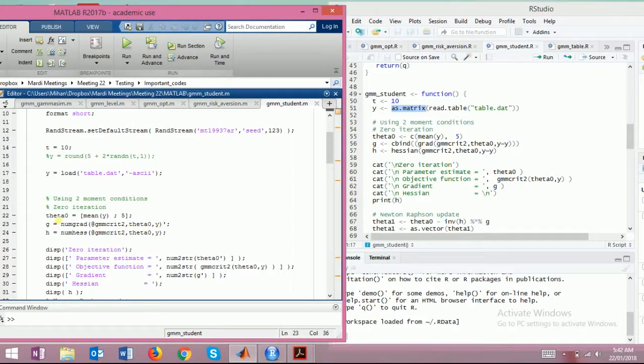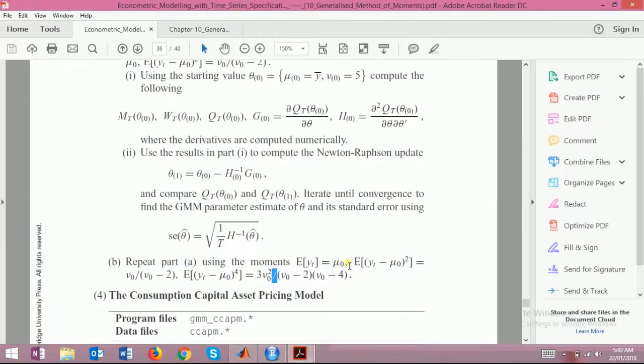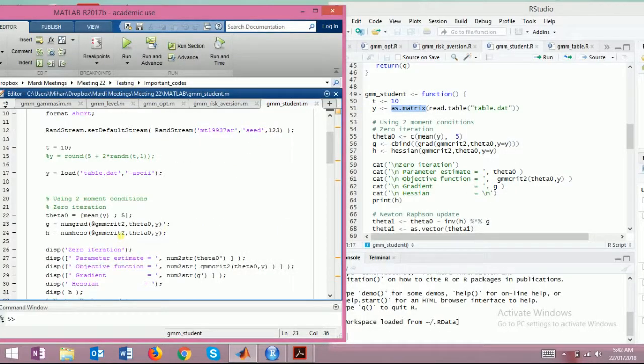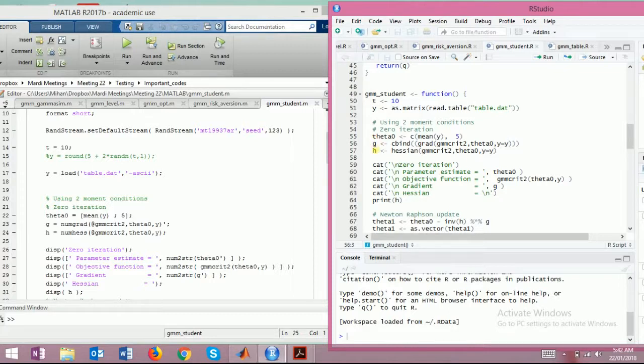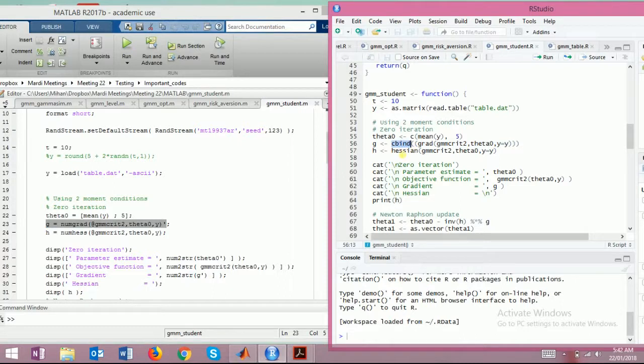So zero iteration, where the initial values are given to us. Mean is y mean and tau is 5. With that we optimize the gradient and Hessian. We represent the gradient with a column bind because we are looking at the transpose of that. When we are transposing a whole matrix, we probably use column bind instead of T.